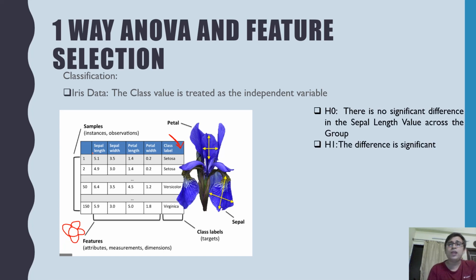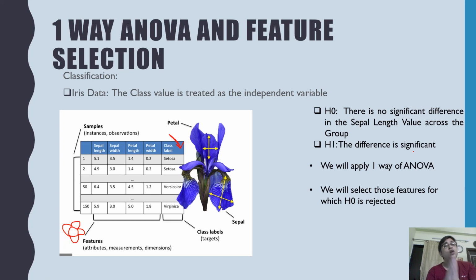All right. So what we'll do is set up the null hypothesis that there is no significant difference for sepal length across the groups, and the alternative hypothesis is that the difference is significant. So for all the attributes, I can run one-way ANOVA, and I can select those features for which the null hypothesis is rejected, or there is a significant difference between the groups. This is called univariate feature selection.